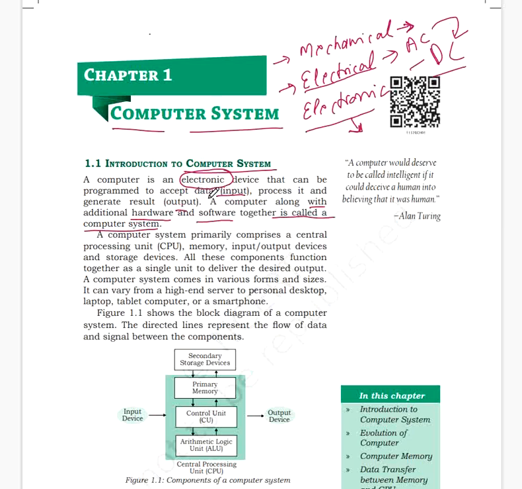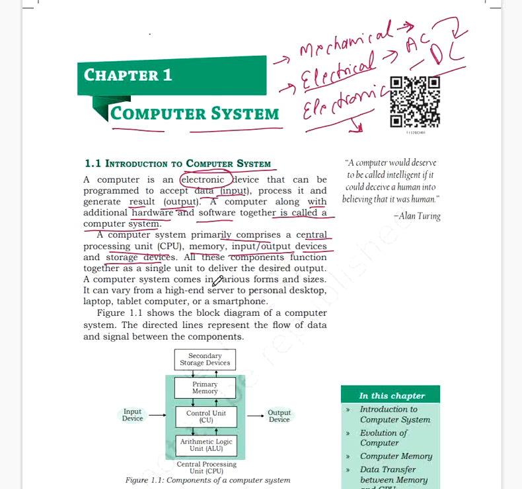Now the data, that is raw facts and figures that we input to the computer, is called the input, and after processing on the basis of certain rules, this data is converted into information, and that information is basically the result or the output. A computer system primarily comprises a central processing unit, a memory, input-output devices and storage devices. These are basically all the fundamental components of the computer system. All these components function together as a single unit to deliver the desired output.